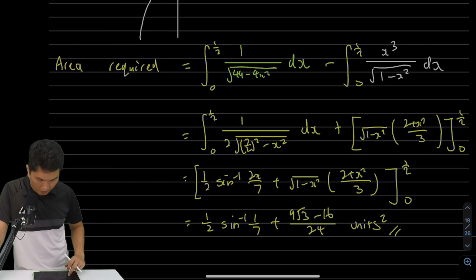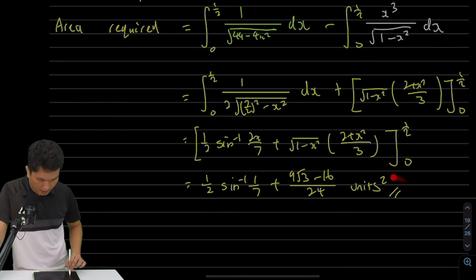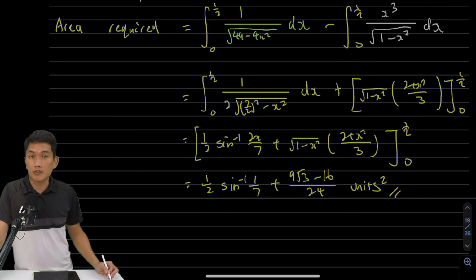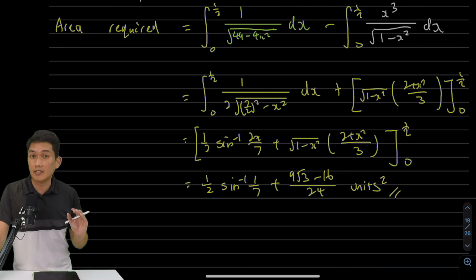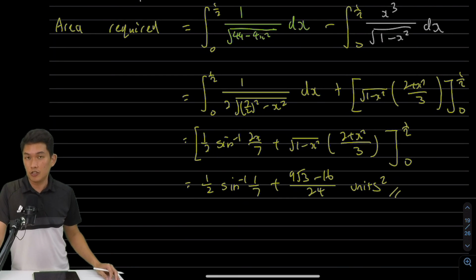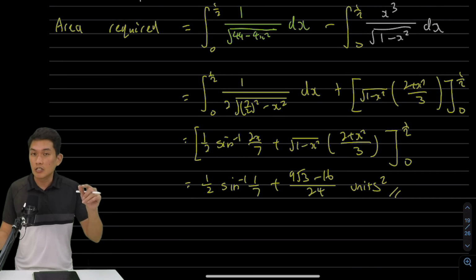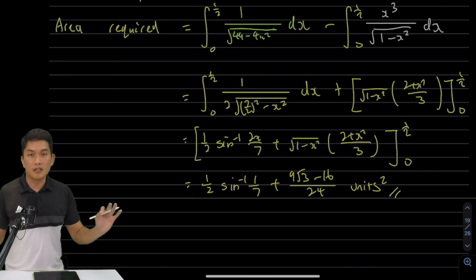Now, if you do that, I will spare you the details, right? And this is the final answer. Yeah, we're required to find the exact area, so you cannot use the GC. Right? If they don't mention exact area, just key into GC, press equal, and then that's it. Give it to 3SF.